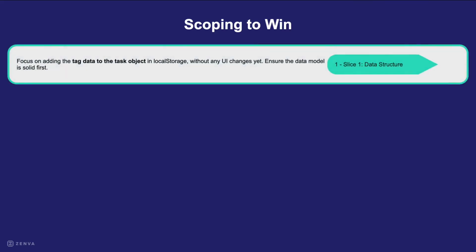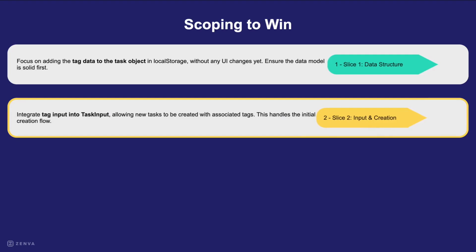For slice 1, data structure. You'll primarily enhance your data model. This entails incorporating tag data into the task objects within local storage, establishing a robust foundation before UI modifications. Next, for slice 2, input and creation. You'll integrate the ability to assign tags directly within your task input component. This addresses the initial creation workflow, allowing new tasks to receive tags upon generation.